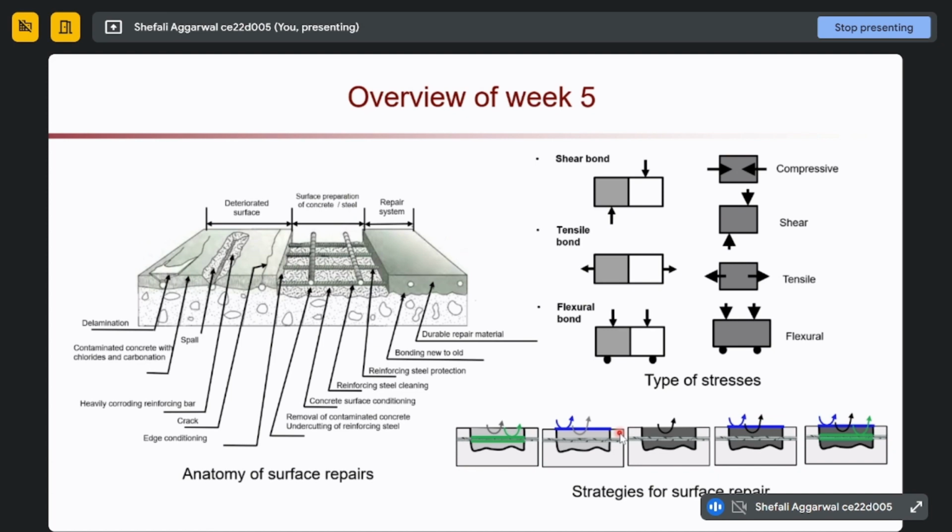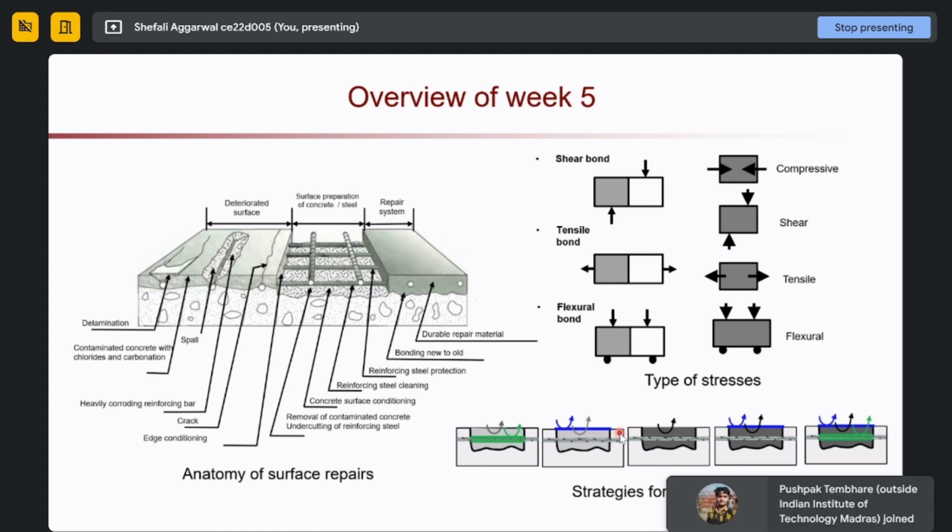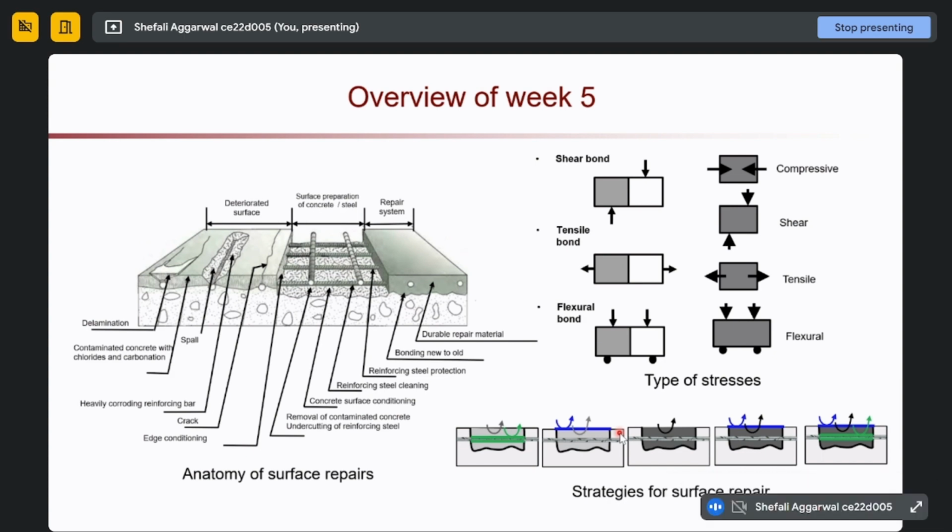After that, you might have studied the requirements for different types of repairs, like a column and beam joint: if there is a problem, what you should be doing, and what the main requirements of repair performance are. And last, you might have studied different types of strategies for surface repair. These are the main five types of surface repair strategies, which you have already studied, right?